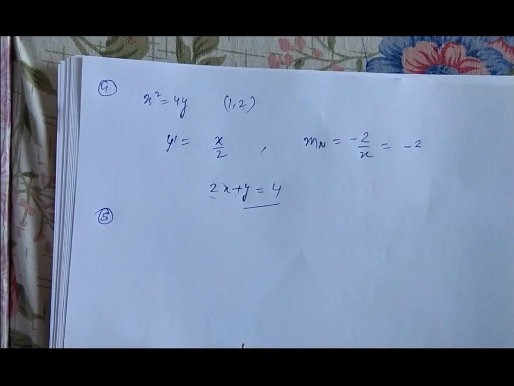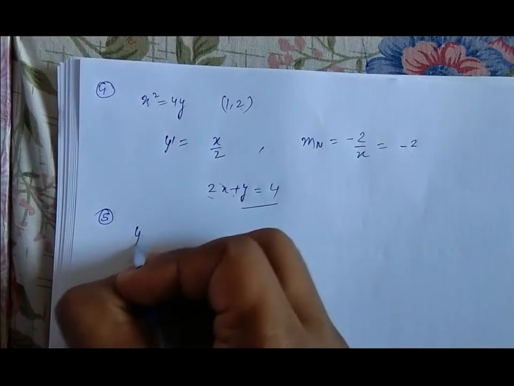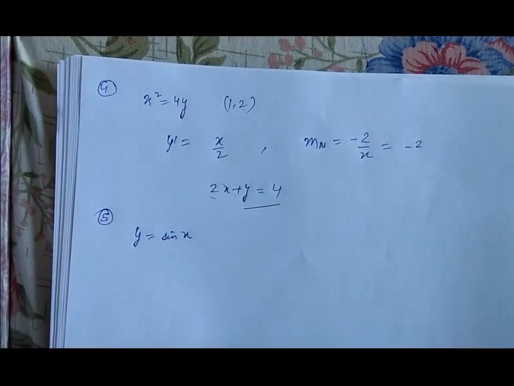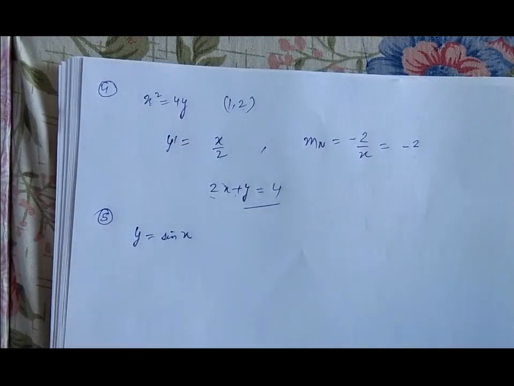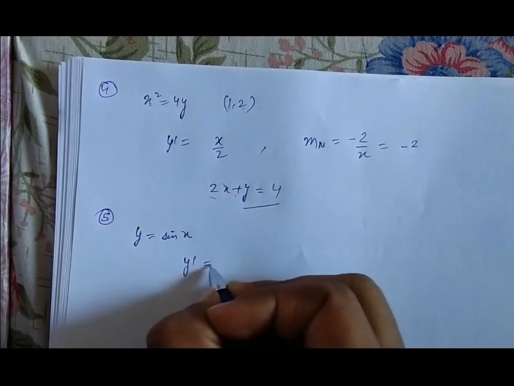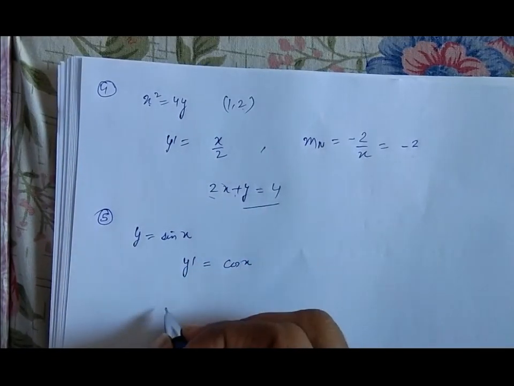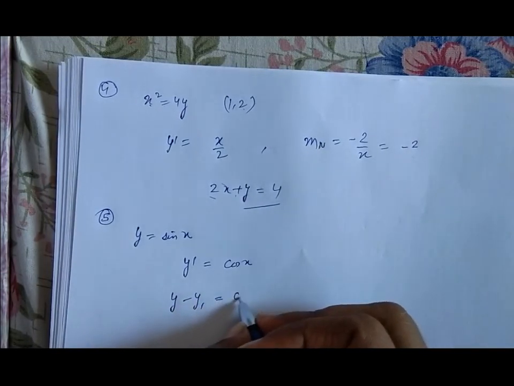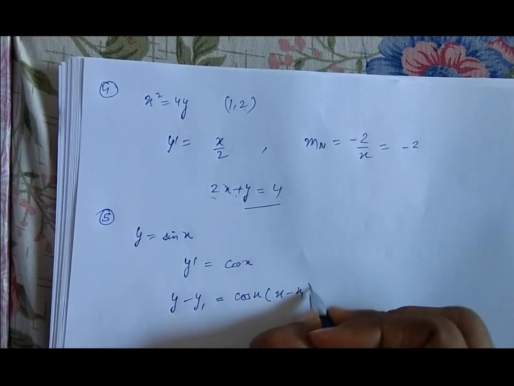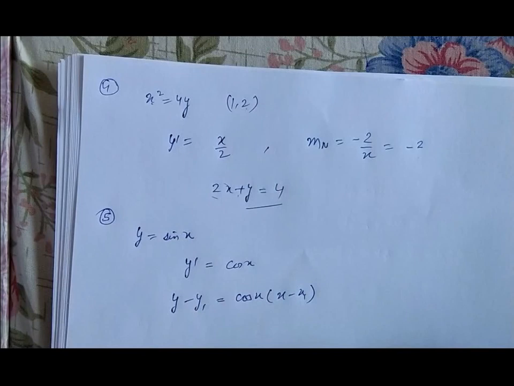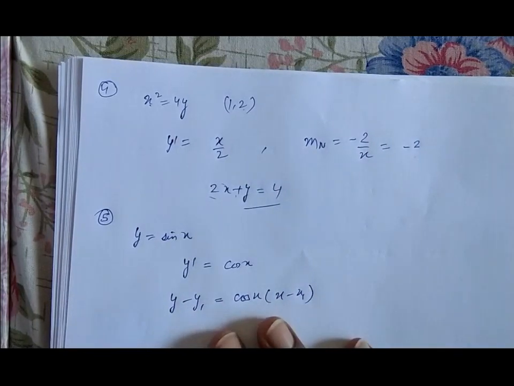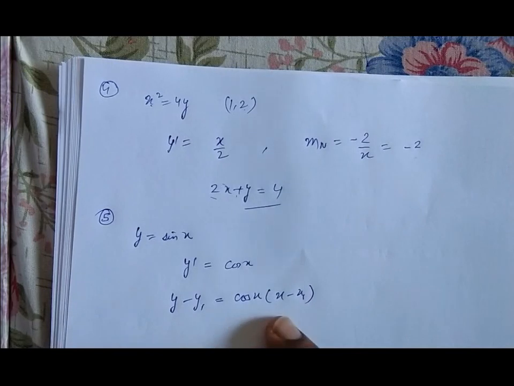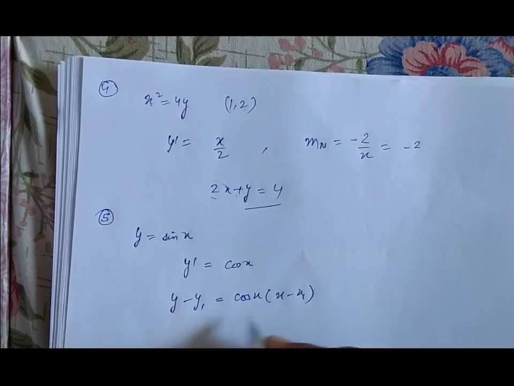Moving on to the next question, question number 5. Tangents are drawn from the origin to the curve y is equal to sin x. Prove that the points of contact lie on x square y square is equal to x square minus y square. So see, y dash is equal to cos x. So the tangent at x1, y1 would be y minus y1 is equal to cos x1 times x minus x1. Since the tangents are drawn from the origin, 0 comma 0 will satisfy this one.